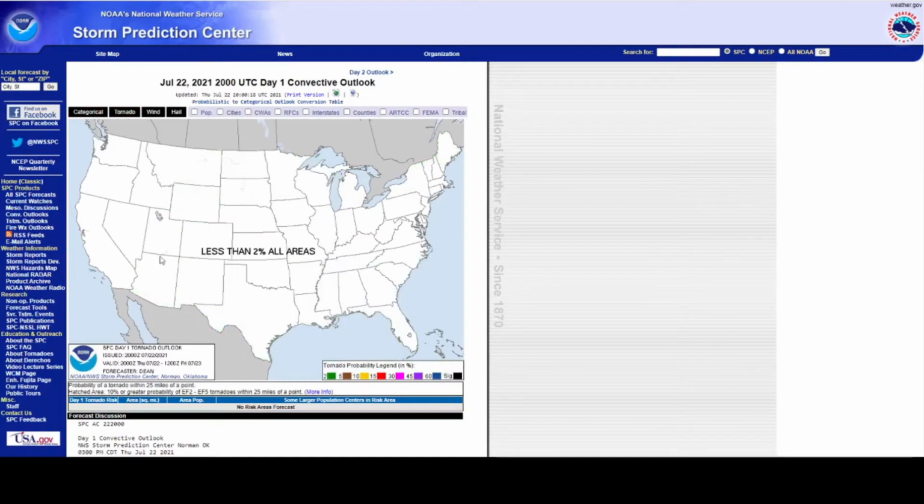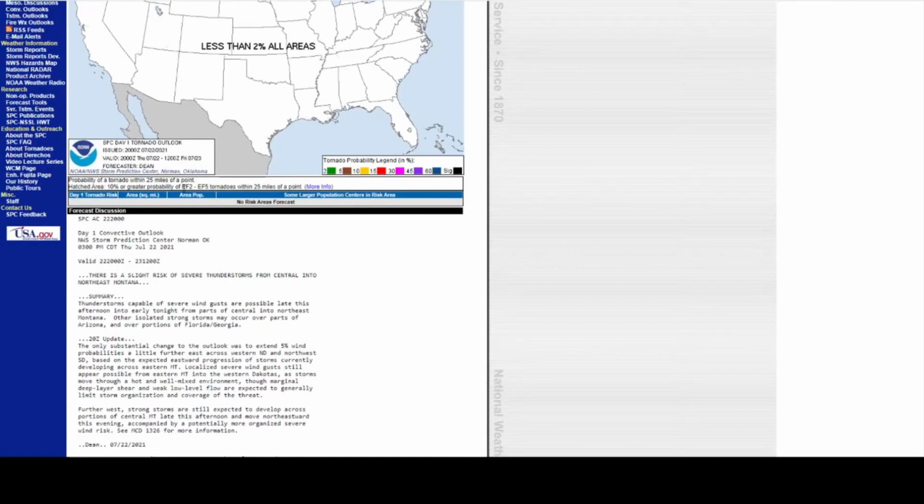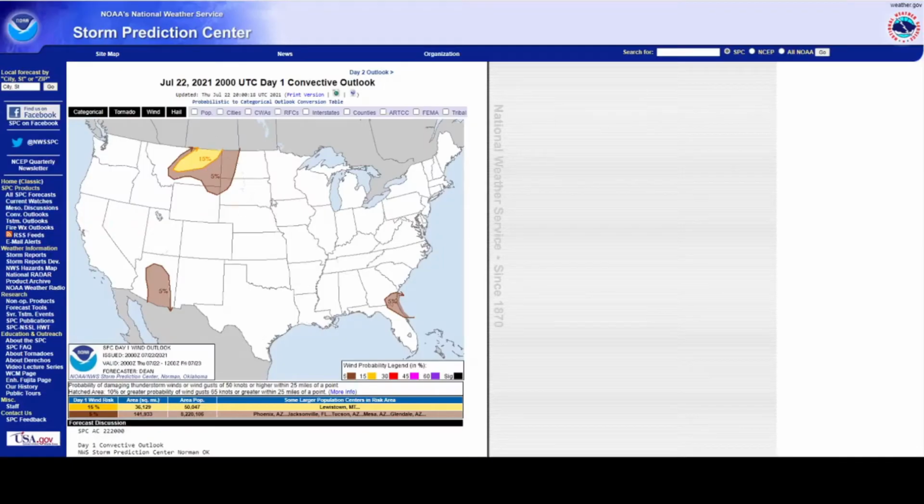The next is tornado, which this doesn't have any tornado, but it goes from 2% to 5% to 10%, 15, 30, 45, 60, and then significant, which can be any of them, but it means an EF2 to EF5 within 25 miles of a point. Next up is wind. 5%, 15%, 30, 45, 60%, and then significant also, which would be 10% or greater probability of wind gusts 65 knots or greater within 25 miles of a point.